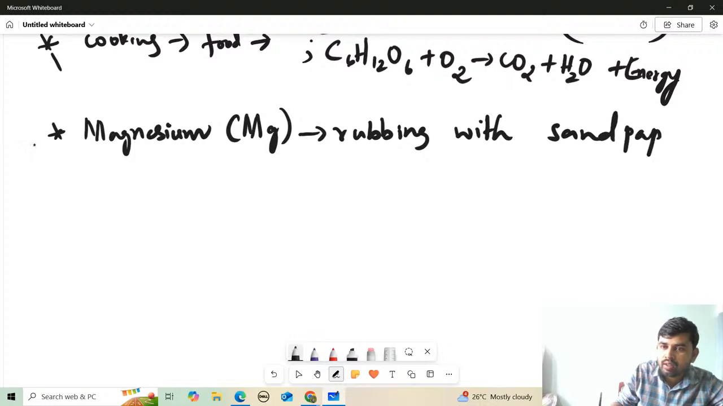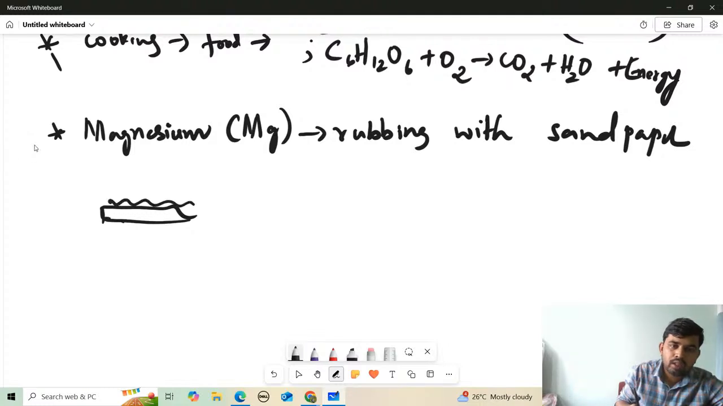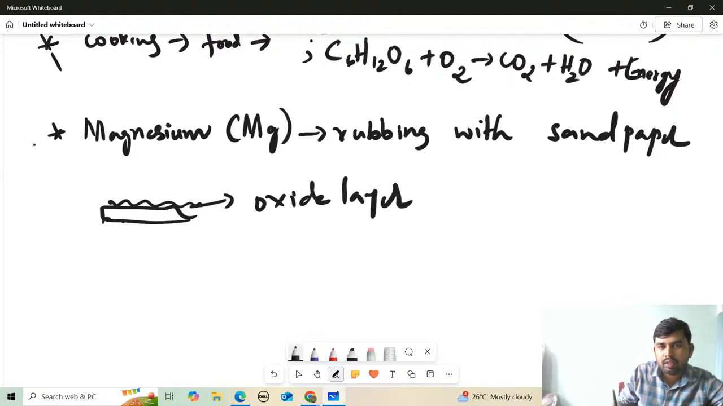The reason is, before burning, suppose this is a magnesium ribbon, and above this there will be an oxide layer. This oxide layer can be removed with what, sir? Sandpaper. Otherwise, it will not burn in the flame. Okay, that is the first thing.